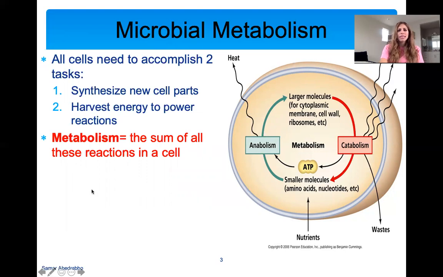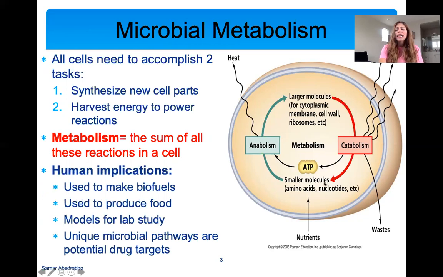The definition of metabolism is the sum of all reactions in a cell. Microbial metabolism is important to study because when we understand it, we can do so many things in the biotech industry. You can make biofuels, new ways of getting energy out of microbes. We can use it to produce food. When we understand microbial metabolism, we can get microbes to make lactic acid that we use in yogurt and cheeses. You can use alcohol in various food products.